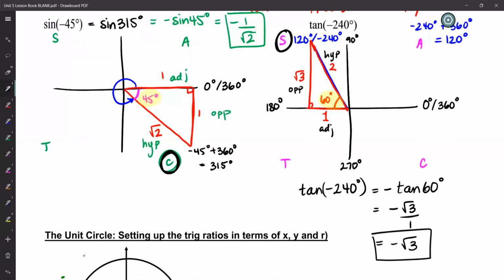Okay, so guys, I want to make this very clear. Just because the angle is negative does not mean that your answer will be negative. Okay? If the angle is negative, it might have a negative ratio or it might have a positive ratio. The CAST rule determines this, not the fact that the angle is positive or negative. Okay? So use your CAST rule to determine what is positive and what is negative. Don't use the fact that the angle is negative.